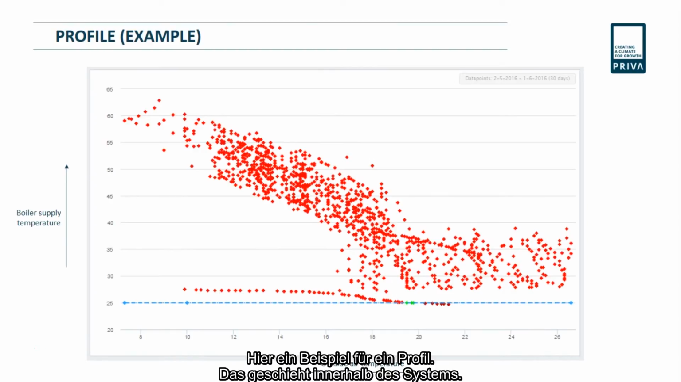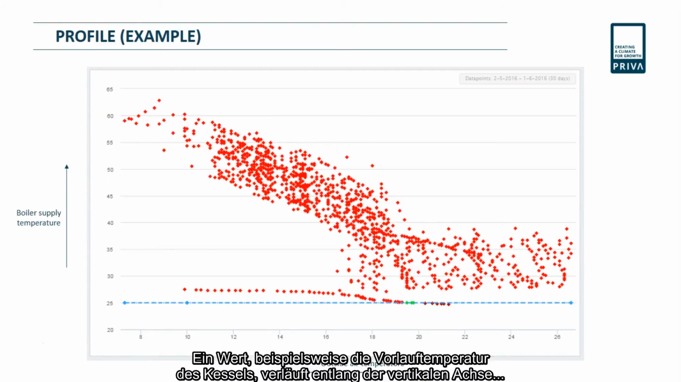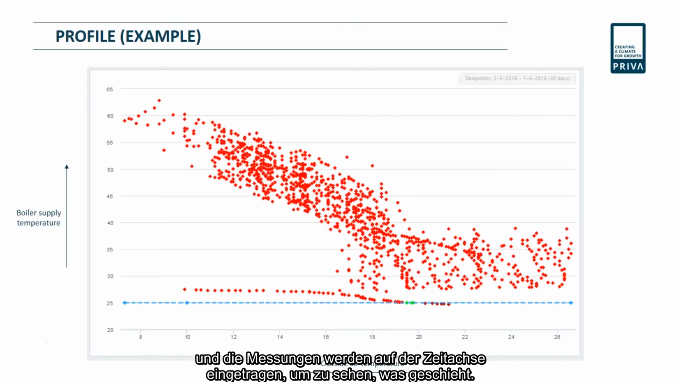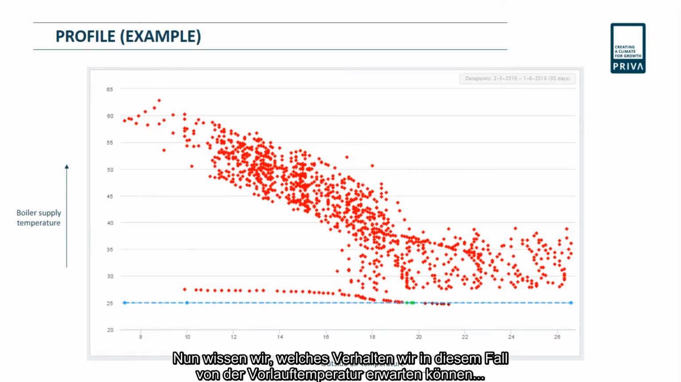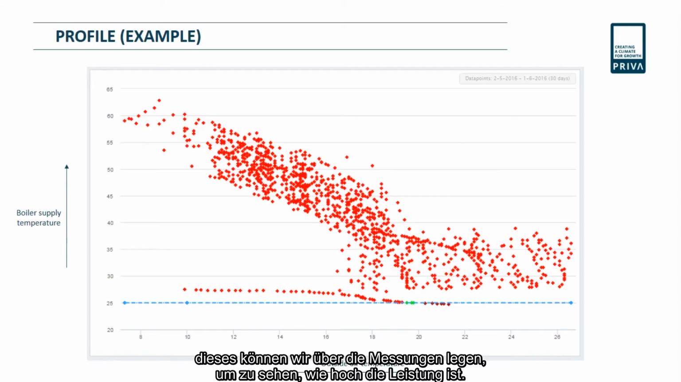So what we see here is an example of a profile. This is actually what happens inside of the system. Now normally we see that measurements are being done against time. That means that we take a value, let's say in this case the vertical value boiler supply temperature, and we set that against time so we can see how it behaves. BI Metrics does that in a very different way. In this case we measure the boiler supply temperature at a specific outside air temperature, and you get a scatter plot like this. Now if we know what kind of behavior we can expect from, in this case, the boiler supply temperature, we can plot that over these graphs and see how it operates and functions.